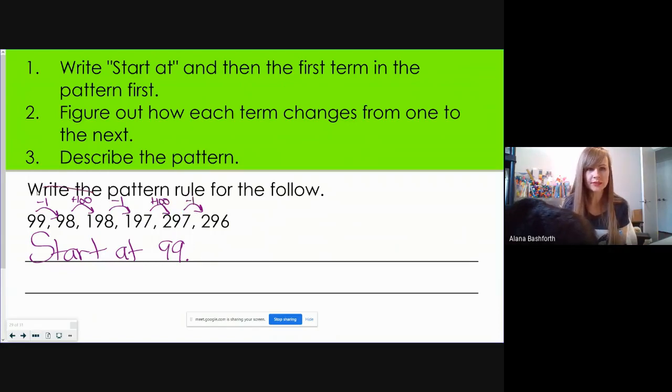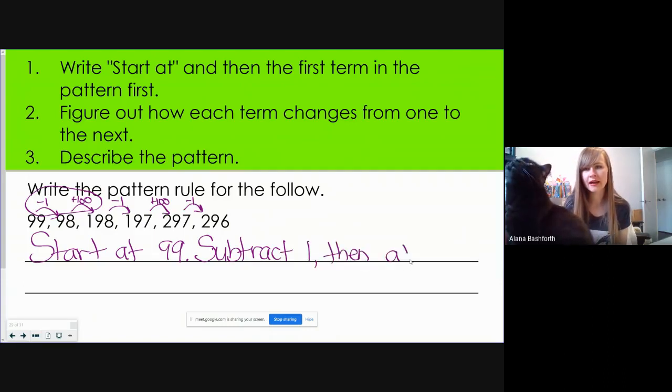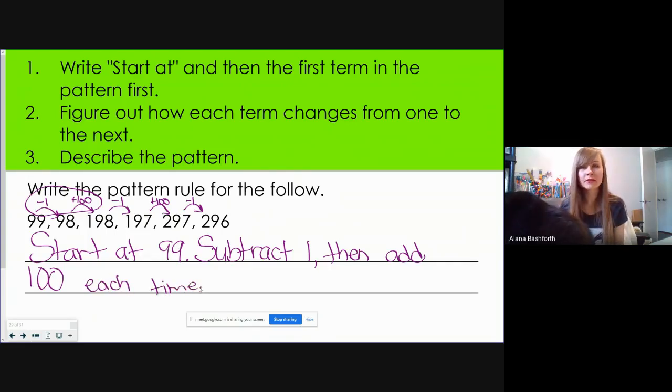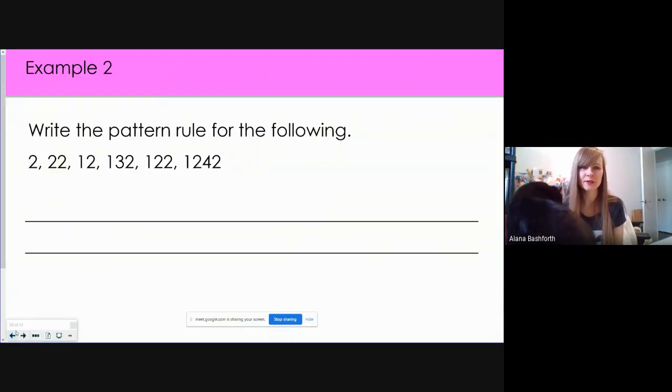So here's our pattern right here. This is where it is, because it repeats starting right there. And so we are going to subtract. You could say subtract or decrease, doesn't matter, but not minus. Subtract 1, then add 100 each time. And there's our pattern rule. We could get rid of the numbers and we would still know what they are. We could recreate it.